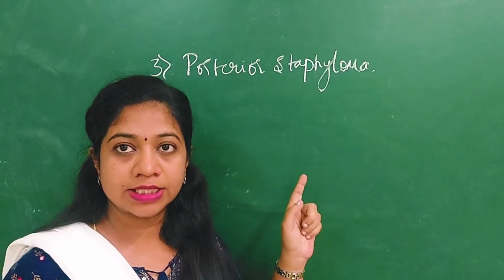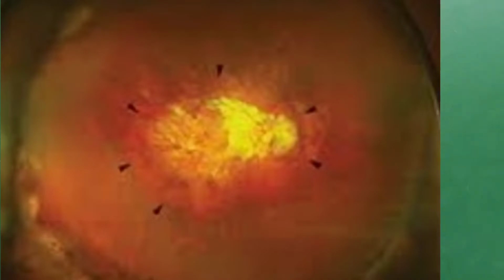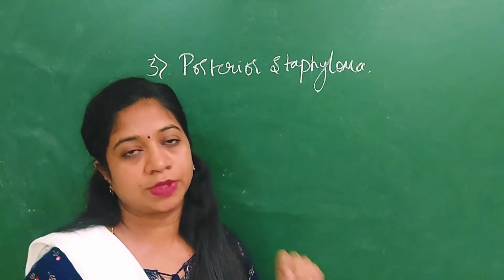Then the third fundal change we see in pathological myopia is the posterior staphyloma formation. That is nothing but the ectasia of the sclera with the incarceration of the uveal tissue underneath the ectatic sclera. That is nothing but posterior staphyloma, which can also be seen in this pathological myopia.